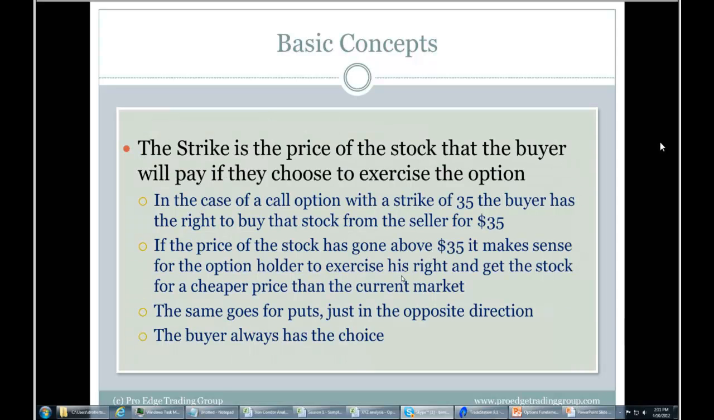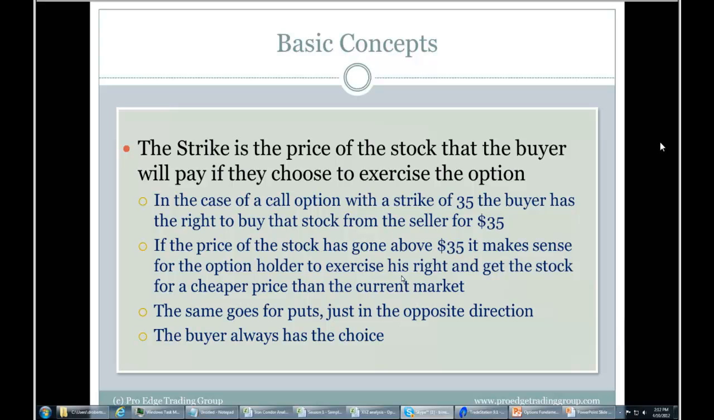Now, the strike price of the stock is the price of the stock that the buyer will pay if they choose to exercise the option. Now, in the case of a call option with a strike of 35, the buyer has the right to buy the stock from the seller at $35. So the buyer of the option has the right to demand that the seller of the option gives them the stock for $35. Pretty straightforward, pretty basic. If the stock price has gone above $35, then obviously that sounds like a really good deal.